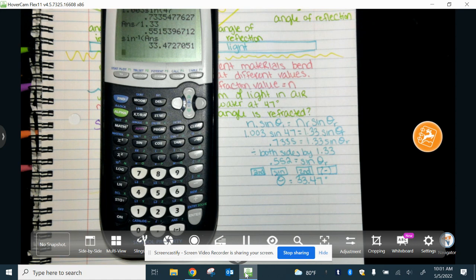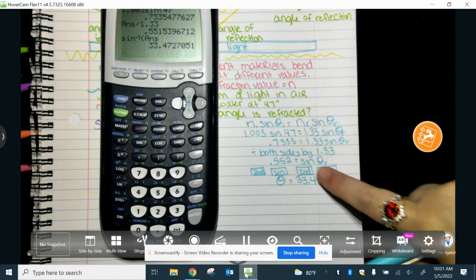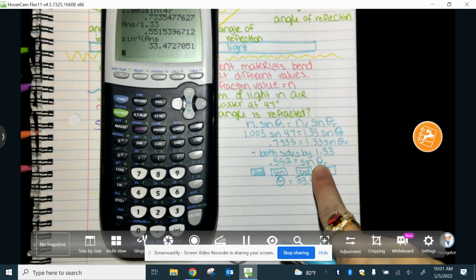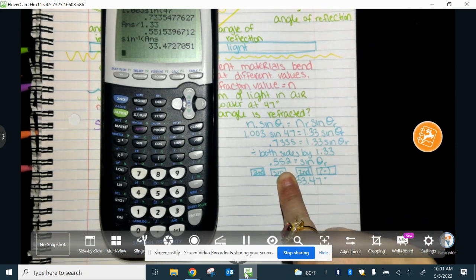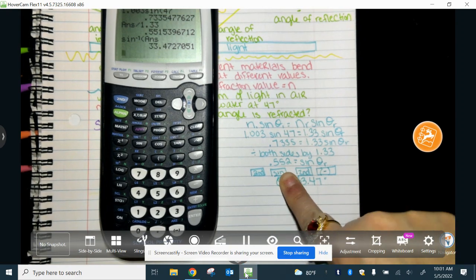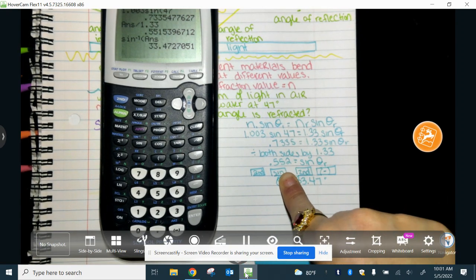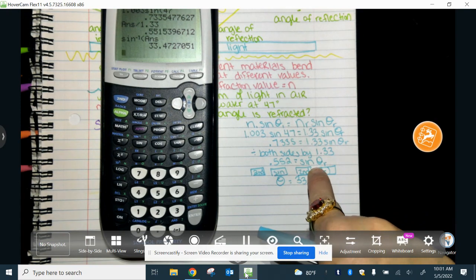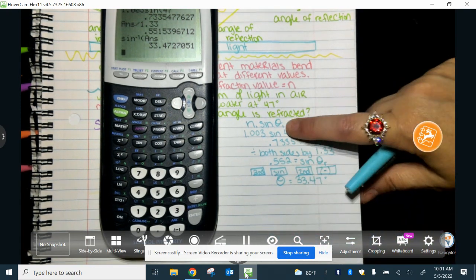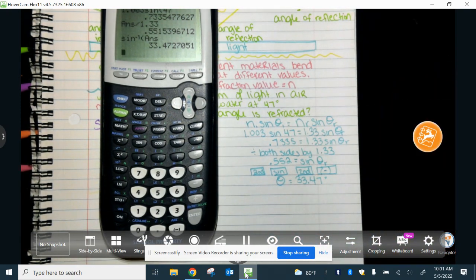Whenever I did that, it said error. So when I'm trying to get rid of that sine so that theta's by itself, I have to use the inverse of sine to cancel it out. That's all I'm doing. And the theta has an R with it. Yes, that's the refracted angle, so I'm keeping it different from my incidence angle. Okay.